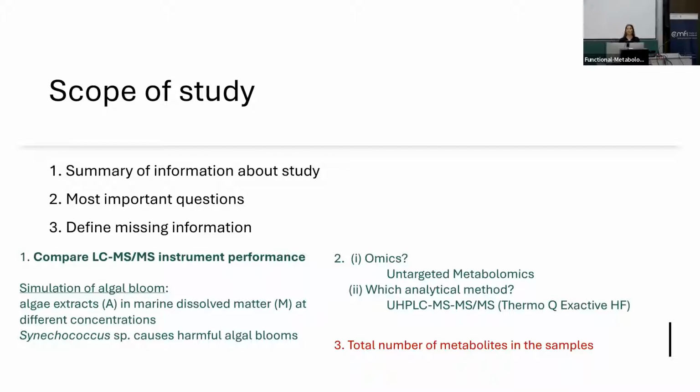And they took this simulation of algal bloom. I had no idea what that was, so I did a little bit of literature research about this bacterium, Synechococcus species that we extracted. Did I say that? Okay. That causes apparently harmful algal blooms, and algal blooms are very toxic for the water, and they could kill fish and disrupt the environment.